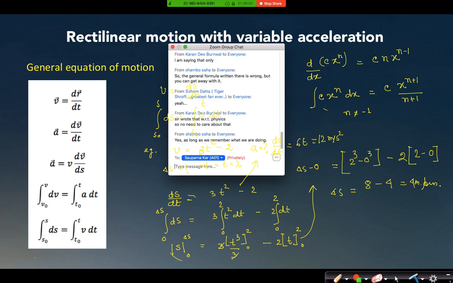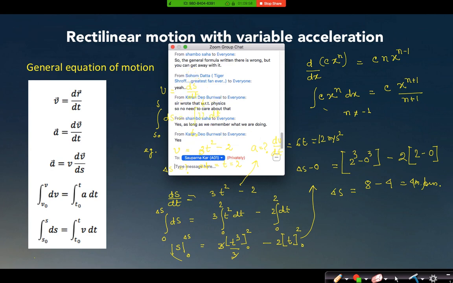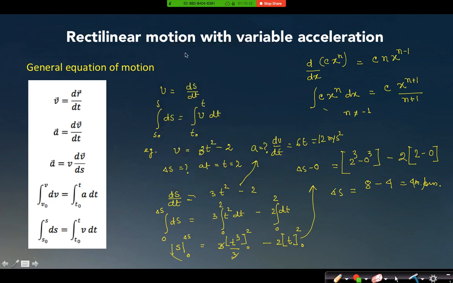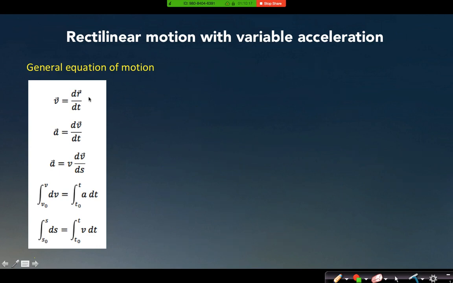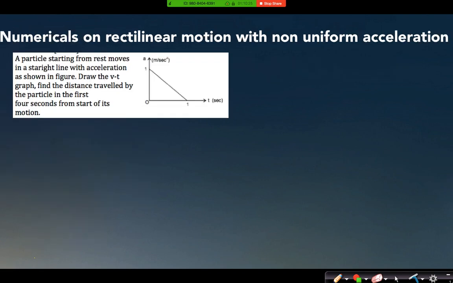With respect to physics, with respect to maths, nothing is different. In physics several times we will use indefinite integration, and there we are definitely going to write the constant, right? But whenever you are using limits in your integration, you do not have to put the constant. Okay. So I think this general equation of motion is okay for all of us. There are several questions that we can solve with this general equation of motion. Let me first solve this question.